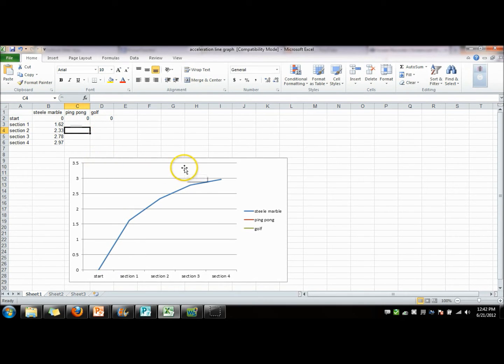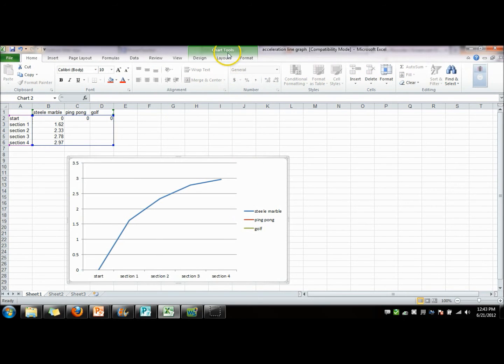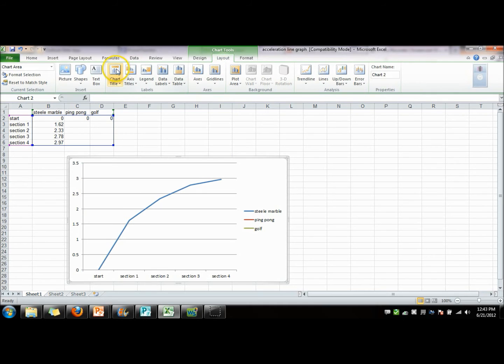We do need to add some titles, some axis labels to our graph. So let's go up here to click on the graph, and you see the chart tools menus pop up. If you choose layout, first we can choose chart title. You want centered overlay, which is the second option. Click down here where it says title.